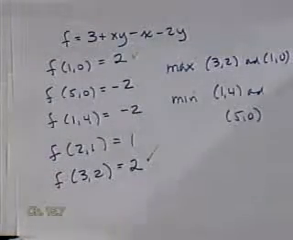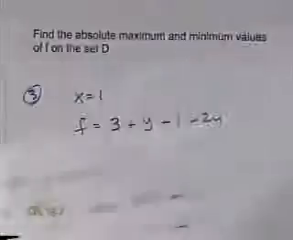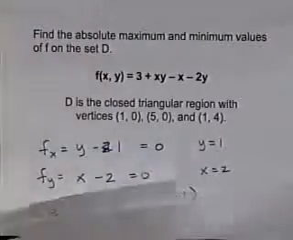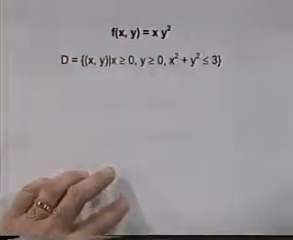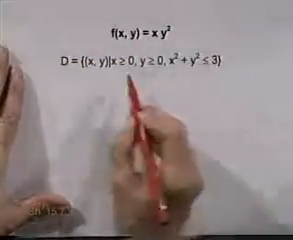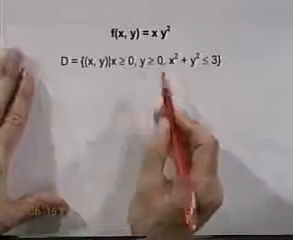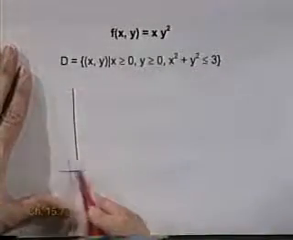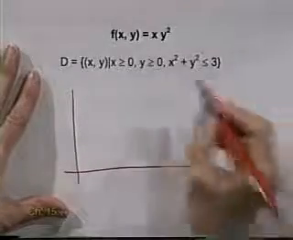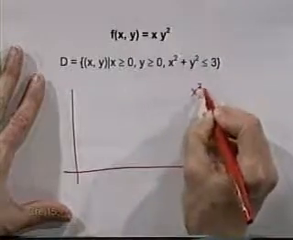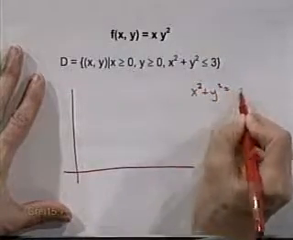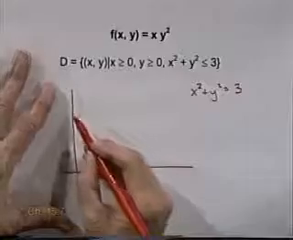Okay, let's look at one more. Next one I want to look at, and the last one that I'm going to look at, is the region we're evaluating. We want to get the max and the mins of this function over the region x is greater than or equal to 0, y greater than or equal to 0. So we're talking about the first quadrant here. And x squared plus y squared is less than or equal to 3. Now, I think you all realize that x squared plus y squared equals 3 is a circle of radius square root of 3.